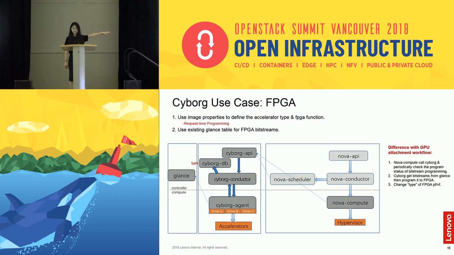When the programming is finished, the Cyborg agent should update the Cyborg DB to change the type of FPGA according to the FPGA functions, which are specified in the image properties. The reason to change the type of the FPGA VF or PF is that the resources may be different at the hypervisor level to be attached. For example, if the FPGA is programmed with a given smart NIC bit stream, then Cyborg should change the type from FPGA to smart NIC so that the hypervisor can attach this device as a network interface.